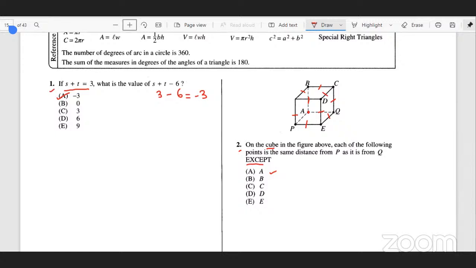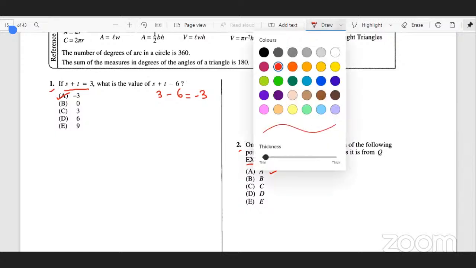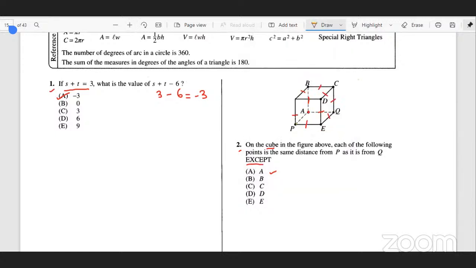If I talk about A point, let me use yellow color for A point. So this is the distance from P and this is the distance from Q. So since every side of this cube or any cube is same, this means that these two sides are same. So here we are looking for except. Okay, the distance from A to P and A to Q is same, so A cannot be our choice.